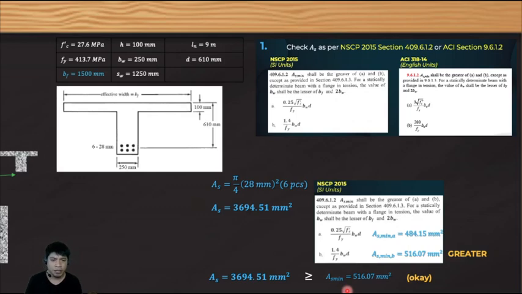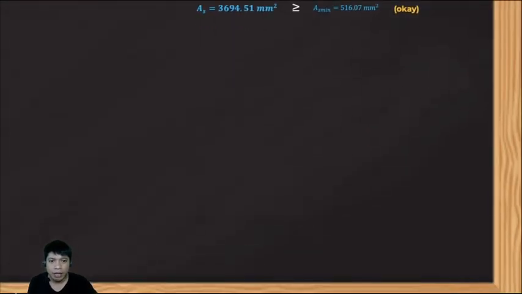Actually, guys, sa first step na to, usually hindi na siya talaga chine-check, kasi nga, almost sure na yun na masasatisfy nga yung ating A sub S, yung area ng steel. So, usually, yung iba is nagsa-start na sa step 2. So, yung ating step 2, guys, dito tayo sa ating second na step, which is, ano nga yung ating step 2?